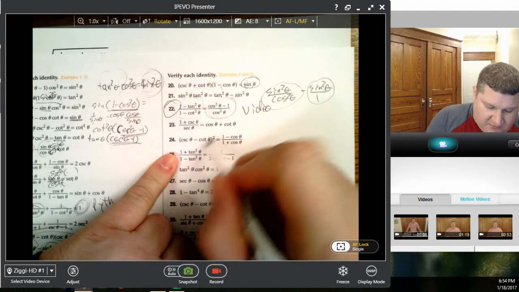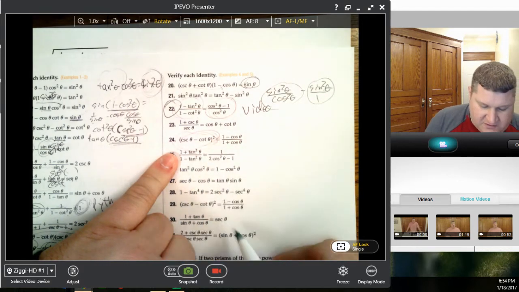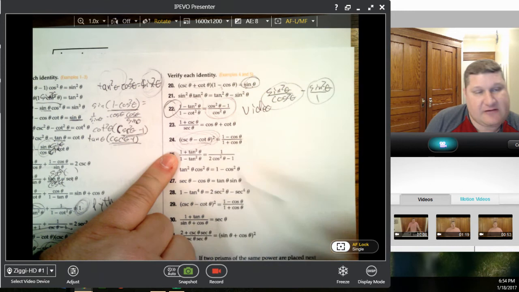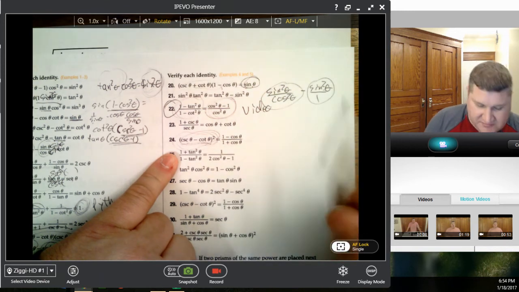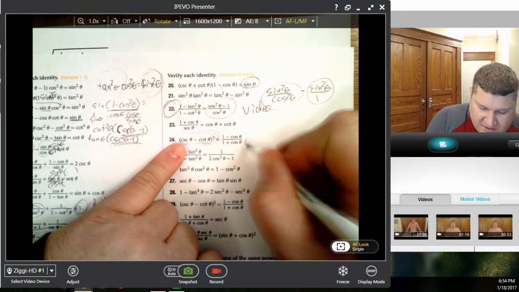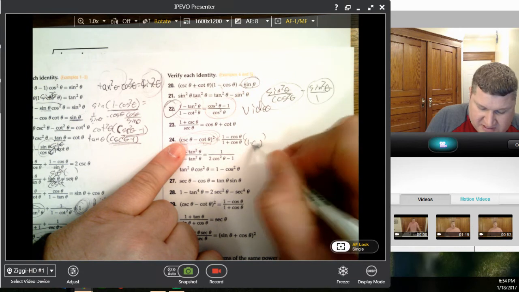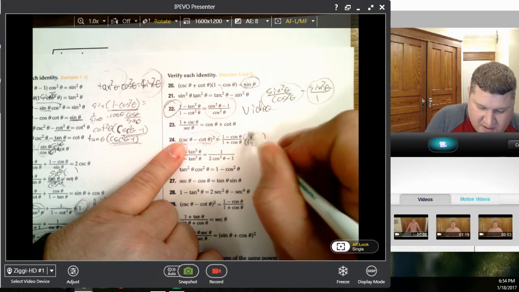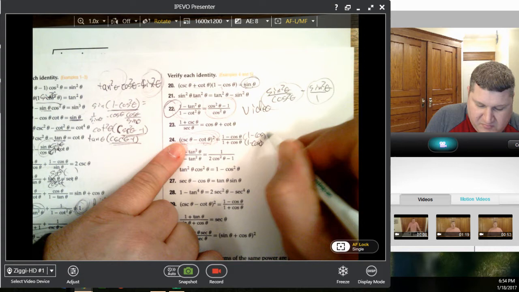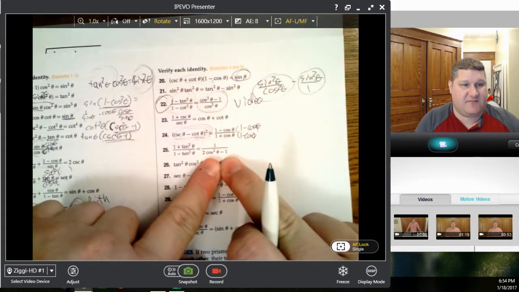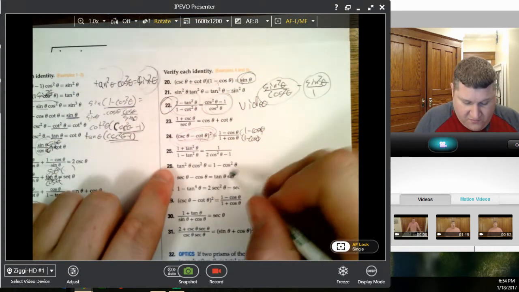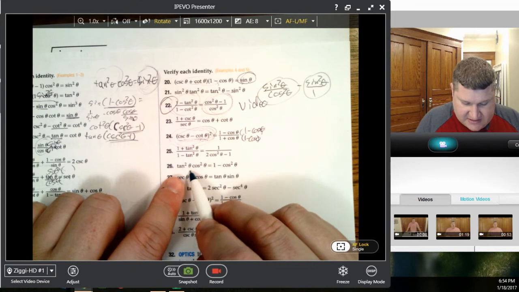24, I would first start by foiling that dude out because I know Pythagorean theorem is going to take care of part of my problems. But in this case, I'm probably also going to maybe have to work with the conjugate over here. This may be one where I have to work both sides down and see if I can make them meet in the middle.